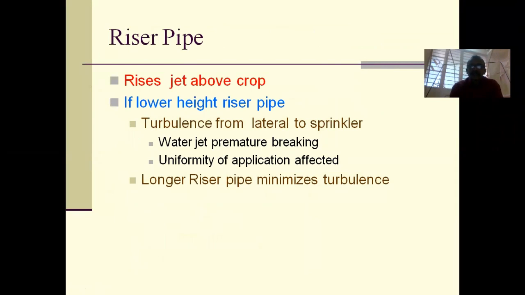Actually, the water should break into droplets only at the exit of the jet, not inside the riser pipe. So if it happens, there is a possibility that uniformity of application would get affected. So longer riser pipe minimizes turbulence. That should be kept in mind.